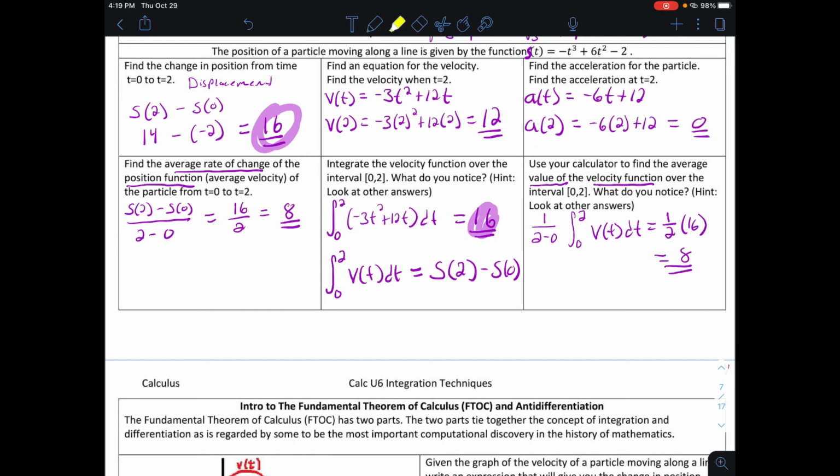Now let's see where else we see that value. We have a value here of what we just did of 8. We also see that over here at the average rate of change, which is interesting to us because what that means is the average rate of change of our function, s of 2 minus s of 0, over 2 minus 0 is equal to the average value, so 1 over 2 minus 0, times the definite integral from 0 to 2 of v of t dt.